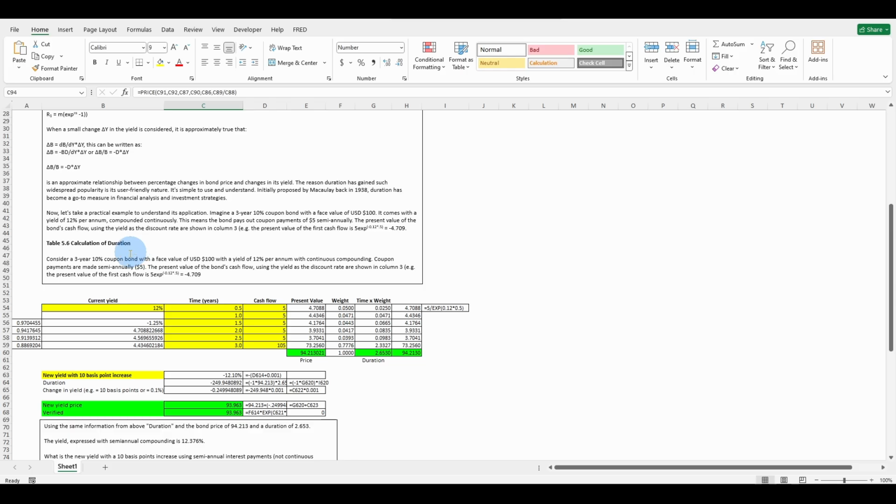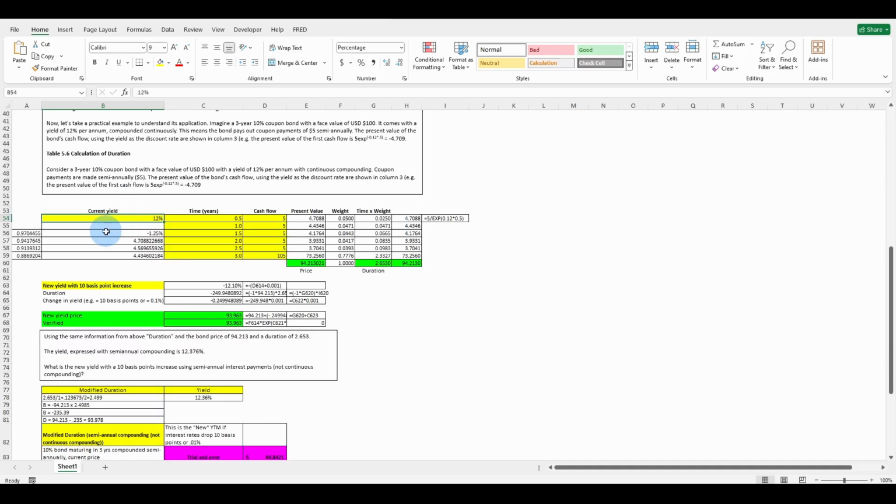Calculations of duration. Consider a 3-year 10% coupon bond with a face value of 100 and a yield of 12% per annum with continuous compounding. Coupon payments are made semi-annually, $5. The present value of the bond's cash flow using the yield as the discount rate generates 4.709.